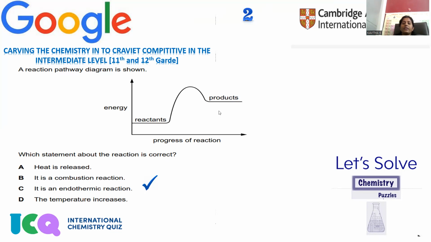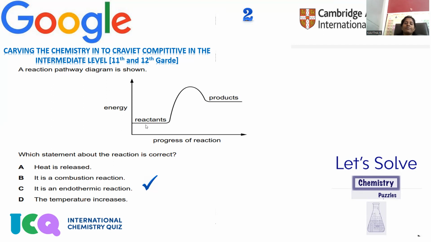Is heat released during the reaction or absorbed? We need to identify. It is a combustion reaction? To explain combustion, there should be burning in the presence of oxygen. Nowhere is it mentioned, so we can't go with that. It is an endothermic reaction? This might be correct, we will explain this. The temperature increases? It is not a matter of temperature. We are looking in terms of energy, and during the progress of the reaction, how reactants are converted into products in the energy transformation. That part we need to focus on.